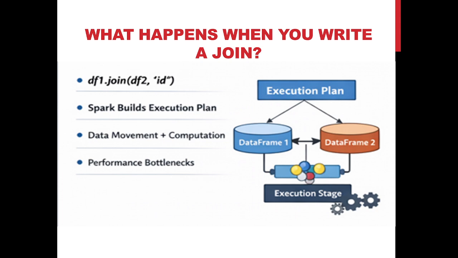So when you write code similar to what you see on the screen, Spark does not run it immediately. Spark pauses and creates a plan. And here's the important part: a join is not just computation. A join is data movement plus computation. That data movement is where most of the performance problems begin.